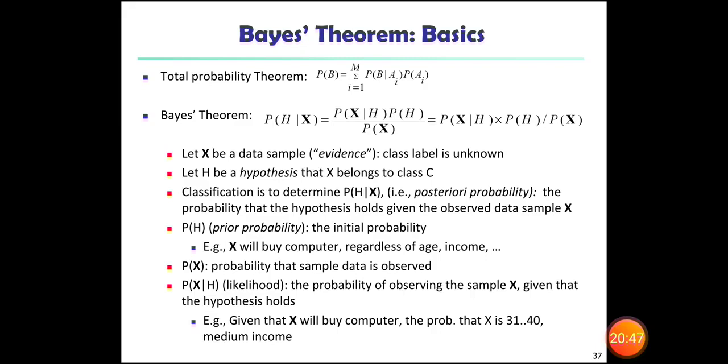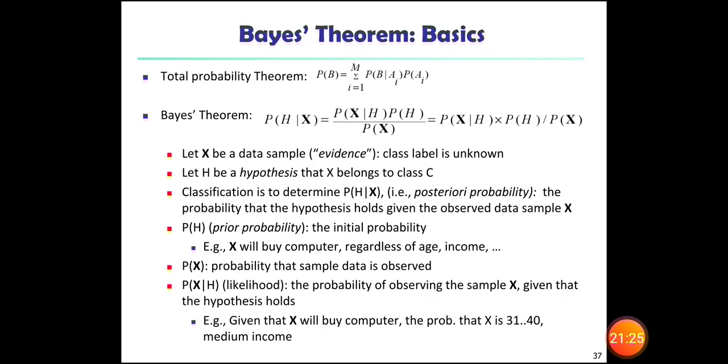Here X is the data sample, that means the evidence. Its class label is unknown, and H be a hypothesis that X belongs to a class C. Now, classification is to determine P of H by X, that is the posterior probability, the probability that the hypothesis holds given the observed data sample X. So finally we have to calculate how this classification can be performed. So we need to calculate P of H by X.